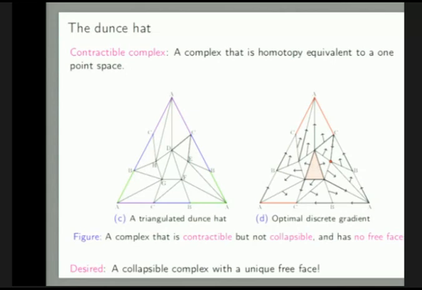It's not collapsible because the optimal gradient vector field has 1, 2, 3 critical simplices, and it has no free faces because all the ones on the sides are also identified. There's nothing that's not identified to something. Again, what's desired here is a collapsible complex with a unique free face, so we'll try to modify this to make that happen.